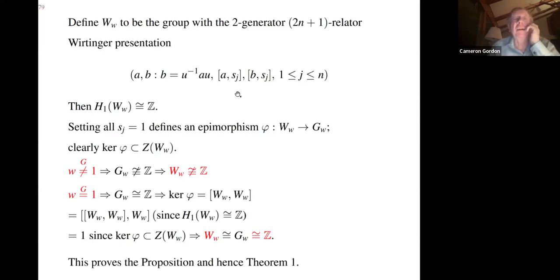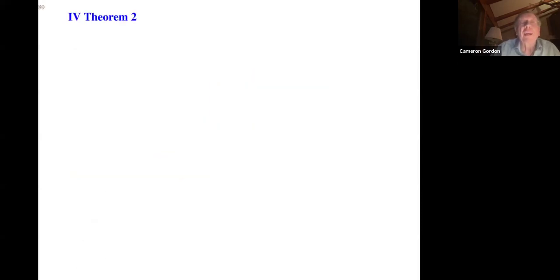We've come up with this Wirtinger presentation with two generators and 2N plus 1 relators. So it gives you a surface of genus 2N. And it's going to be Z if this word is trivial in the group, and it's going to be not Z if the word is not trivial. And so if we choose our group G to be Borisov's group and so on, then we're done. Okay, so that proves theorem 1. Let me just briefly say something about theorem 2. This is the PL case.